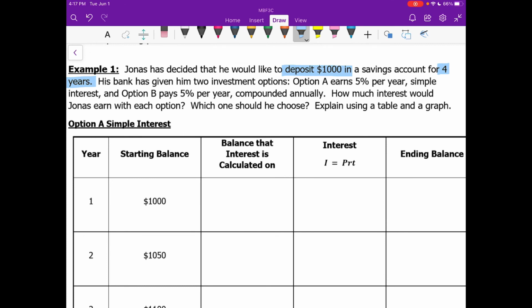Right? So compounded annually just means that every year, once his interest has gone in, they will reinvest that and the interest will be calculated on that new number. So how much interest would Jonas earn in each option and which one should he choose? Explain using the table and the graph.